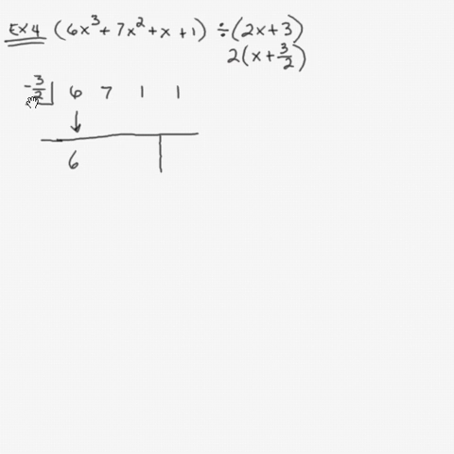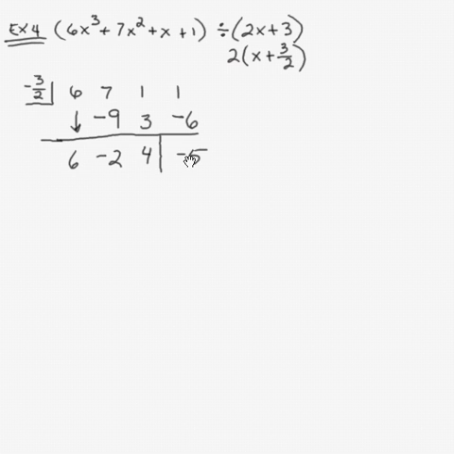6 times negative 3/2. Well, 2 divides into 6 3 times. Times negative 3 is negative 9. Put that in the next column and add. 7 plus negative 9 is negative 2. Multiplying 3 over 2 times 2 over 1, the 2's cancel out. Negative 3 times negative 1 is positive 3. Put that in the next column and add. 1 plus 3 is 4. 4 times negative 3/2. Well, 2 will divide into 4 2 times. 2 times negative 3 is negative 6. Put that in the next column and add, and we get negative 5.